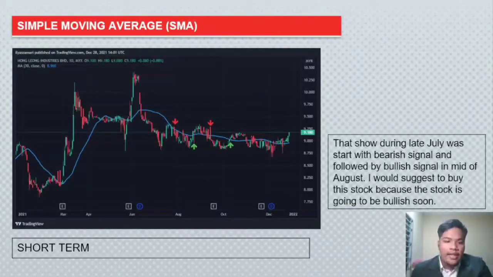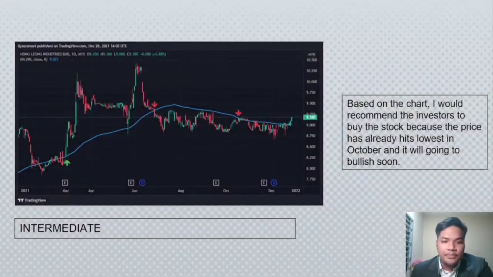So we can see that in early August there is a sell signal, and in mid August, a buy signal. For the intermediate term, we can see that the line has just two signals: one in mid June, because the moving average line crossed above the closing price, and another in early October.